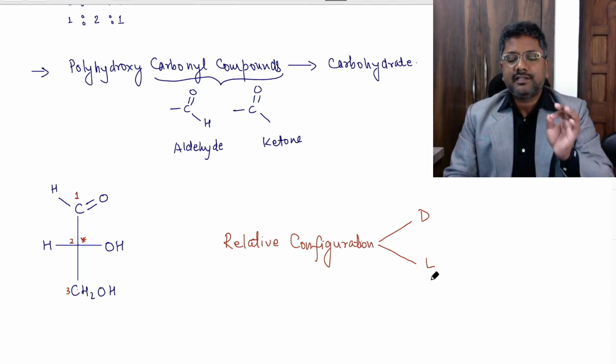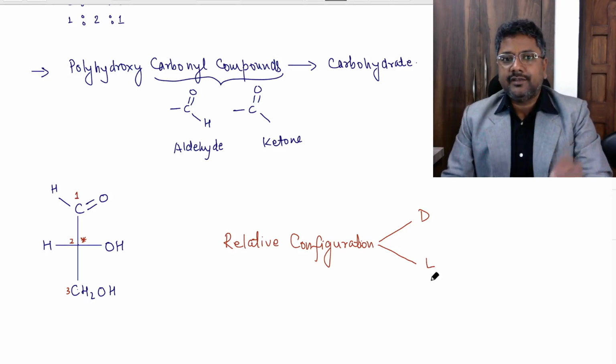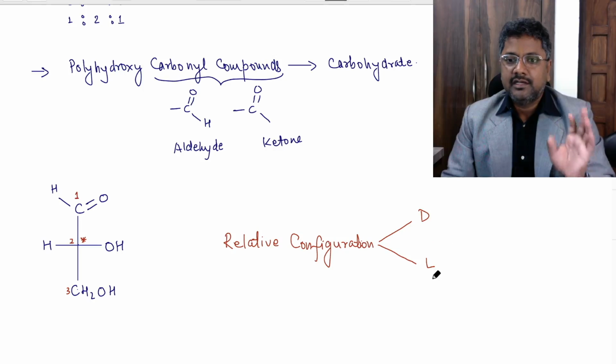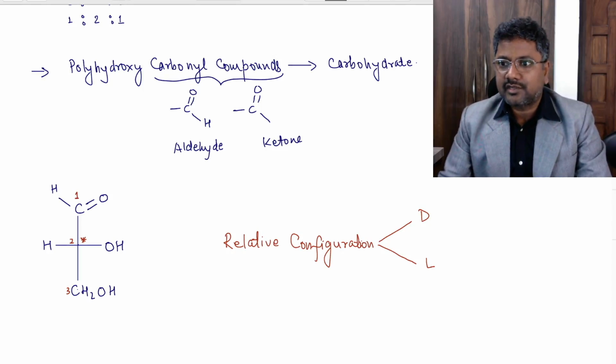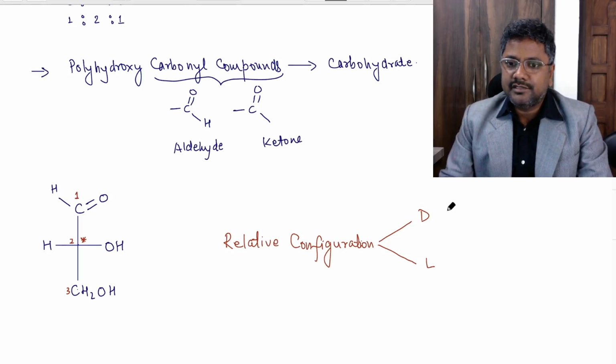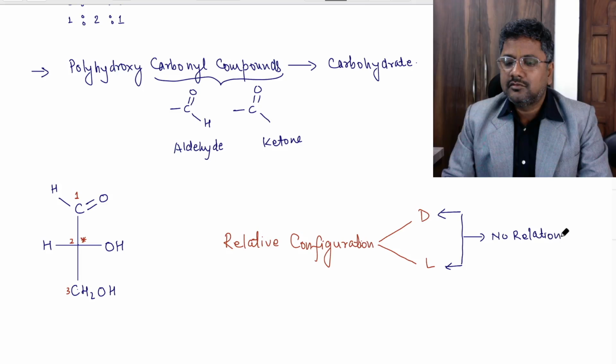If it is small d, then it is necessarily dextrorotatory, and if it is small l, then it is compulsorily levorotatory. But capital D and capital L have no relation with the optical rotation.